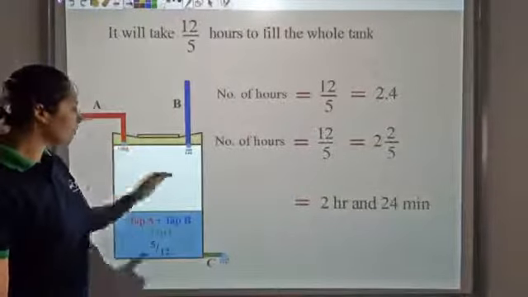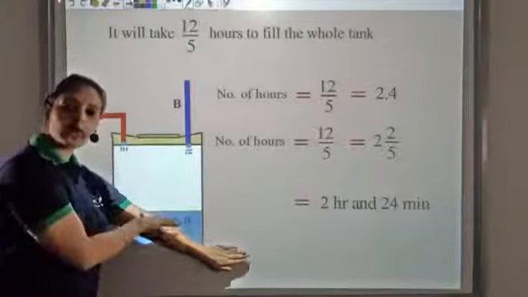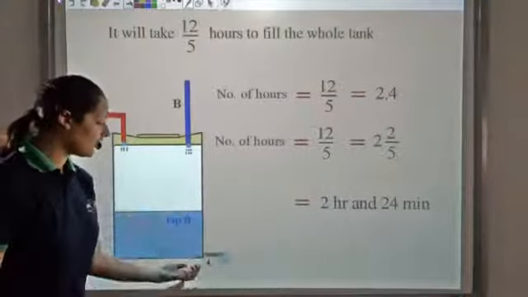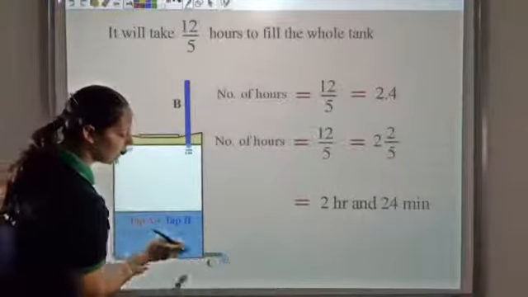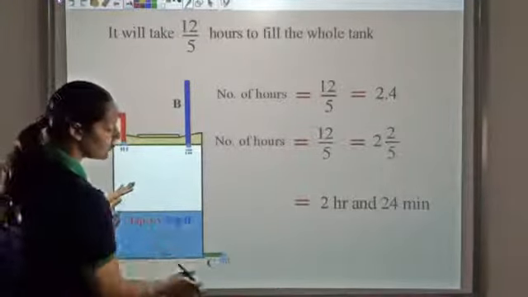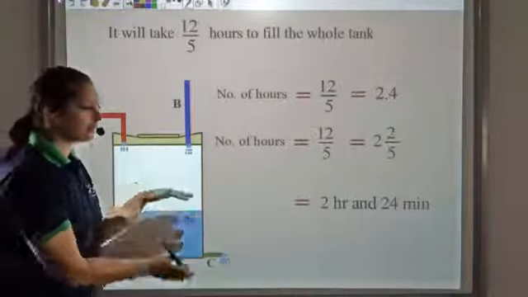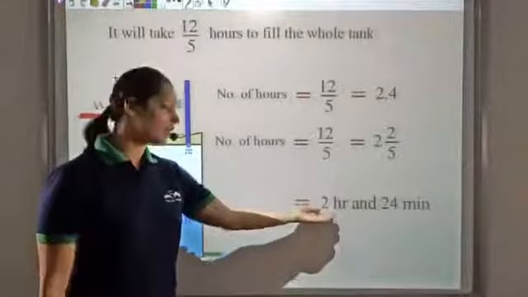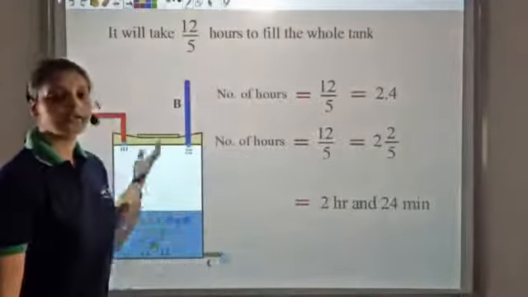Note that when only tap A and tap B were open, it was taking less than 2 hours to fill this tank. Now tap C is emptying the tank also. So it's not just filling the tank, there's a tap which is removing water from the tank as well. So it will take more hours to fill this tank, which we can see because it is now taking more than 2 hours, that is 2 hours and 24 minutes, to actually fill this tank.